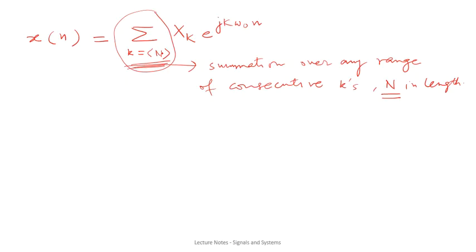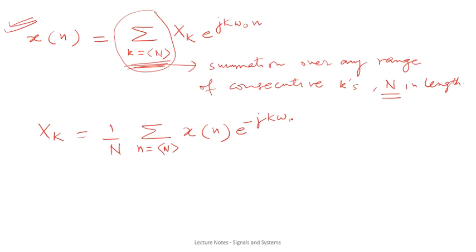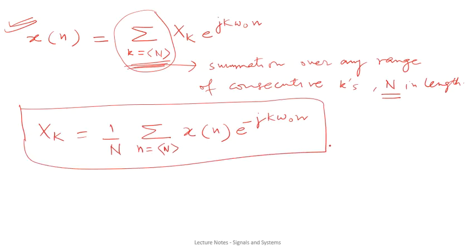So this is the discrete time Fourier series. This expression is the discrete time Fourier series, and the coefficients can be obtained by using this expression. So in this way you can obtain the coefficients of this discrete time Fourier series.